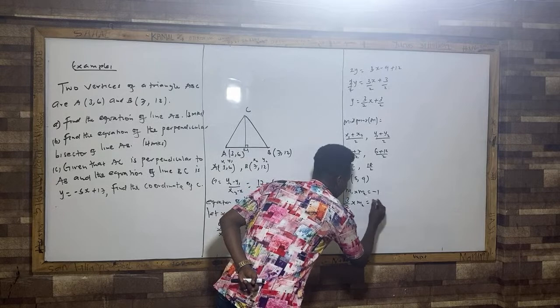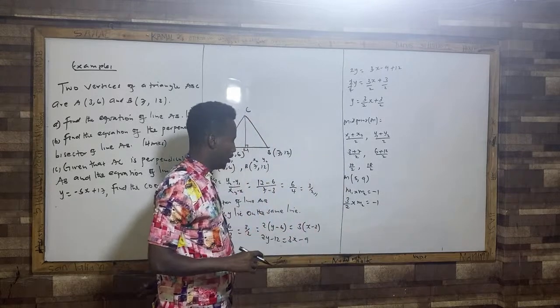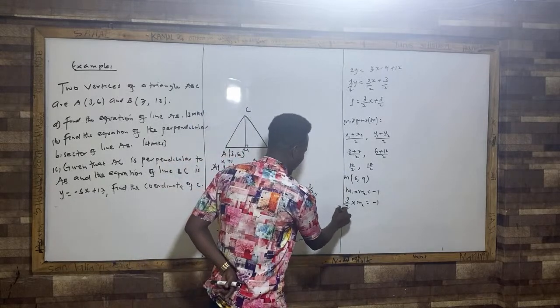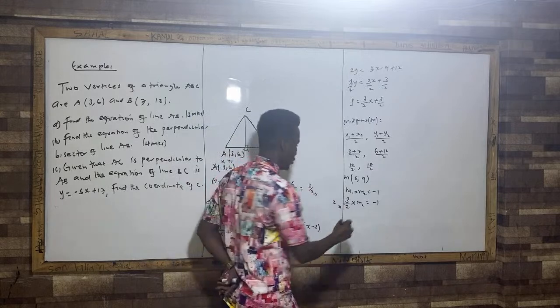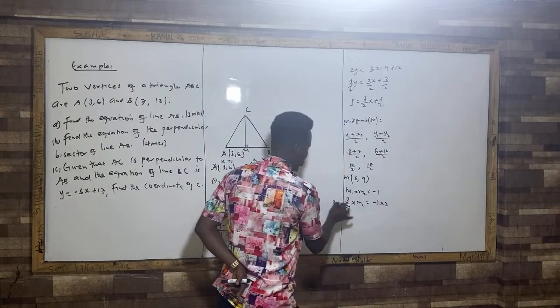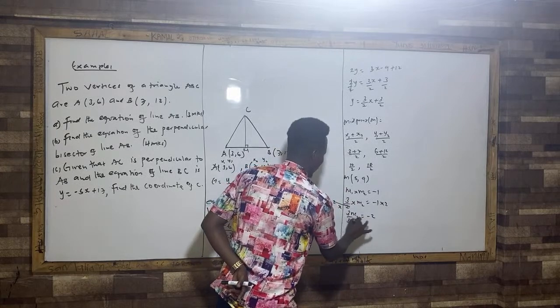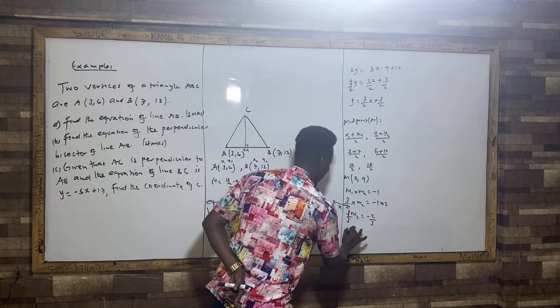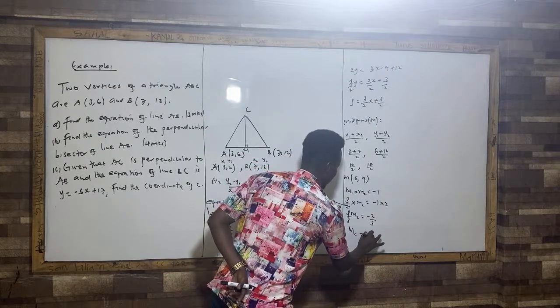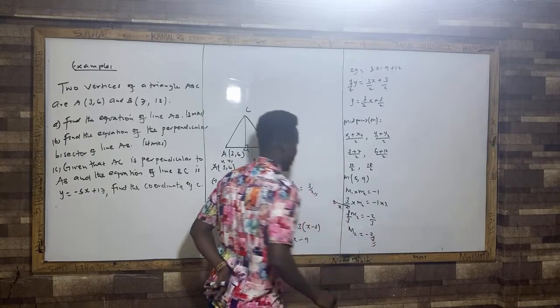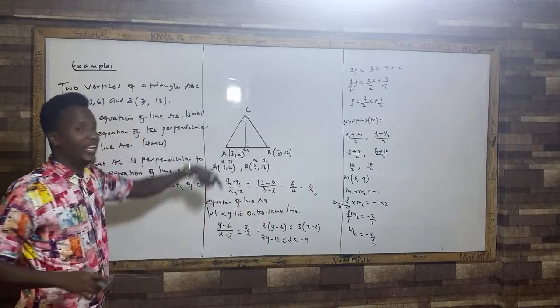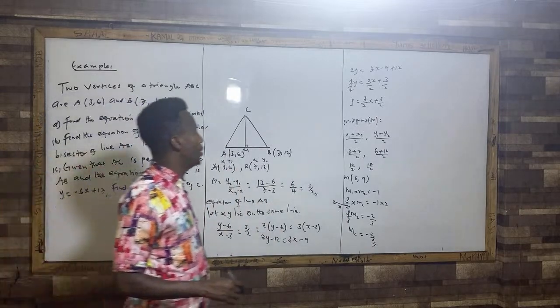Look here. It's equal to -1. Then to get M2, multiply both sides by the denominator. Cancel this. So I'll have 3M2 is equal to -2, all over 3, cancel. So my M2 is -2 out of 3. And that is the gradient of line CM, which is the perpendicular.